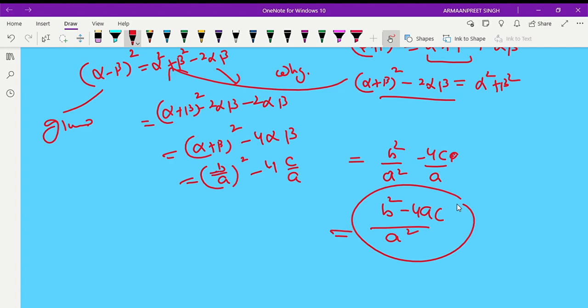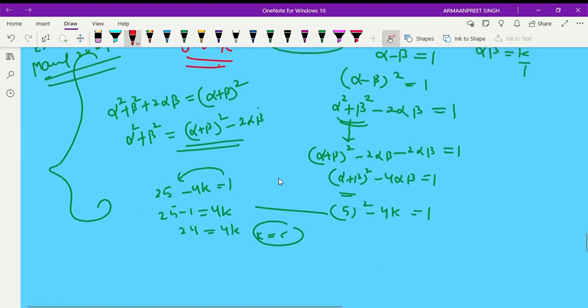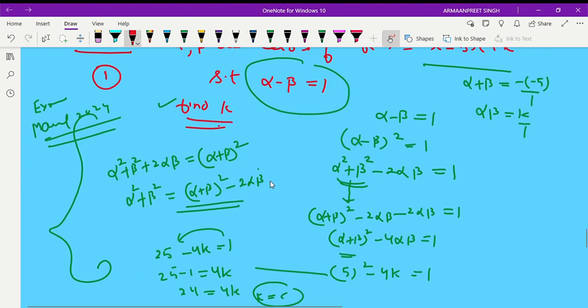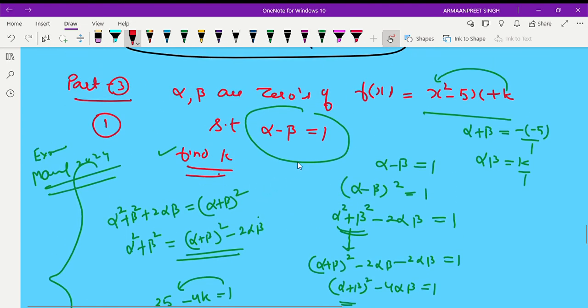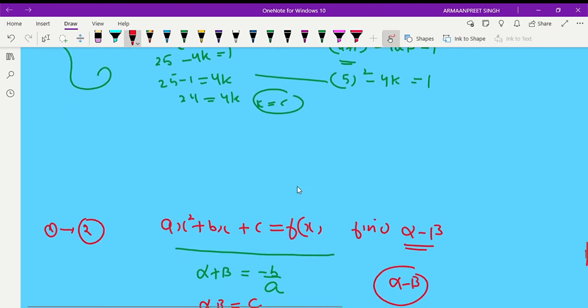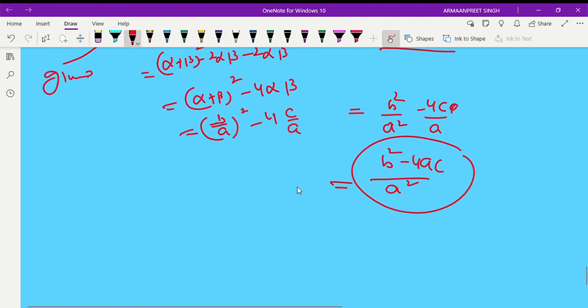Ultimately the basic idea is to get the idea of how to find alpha minus beta. So in both questions the process is almost the same: to find the value of alpha minus beta, express alpha minus beta in terms of alpha plus beta whole square and alpha beta, then you will get every expression up to the end.